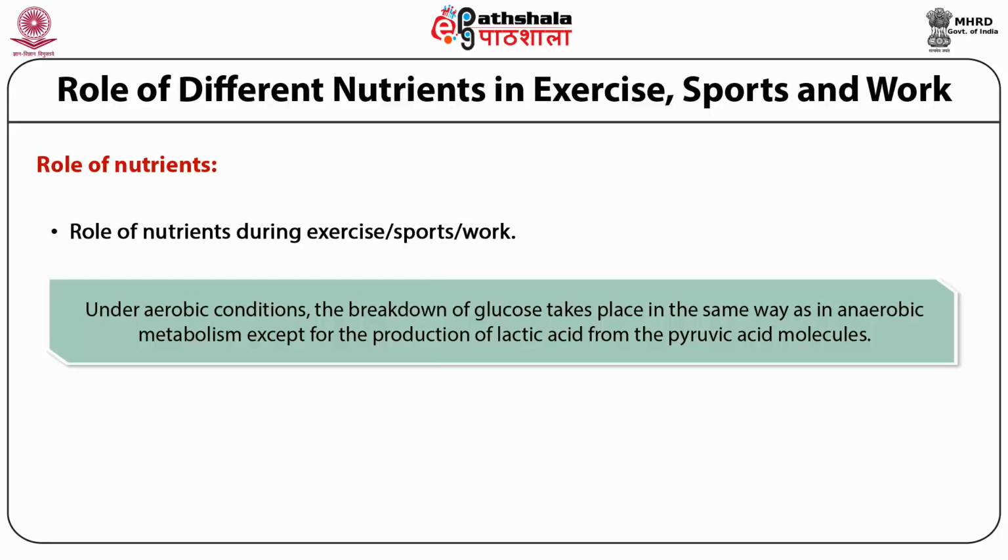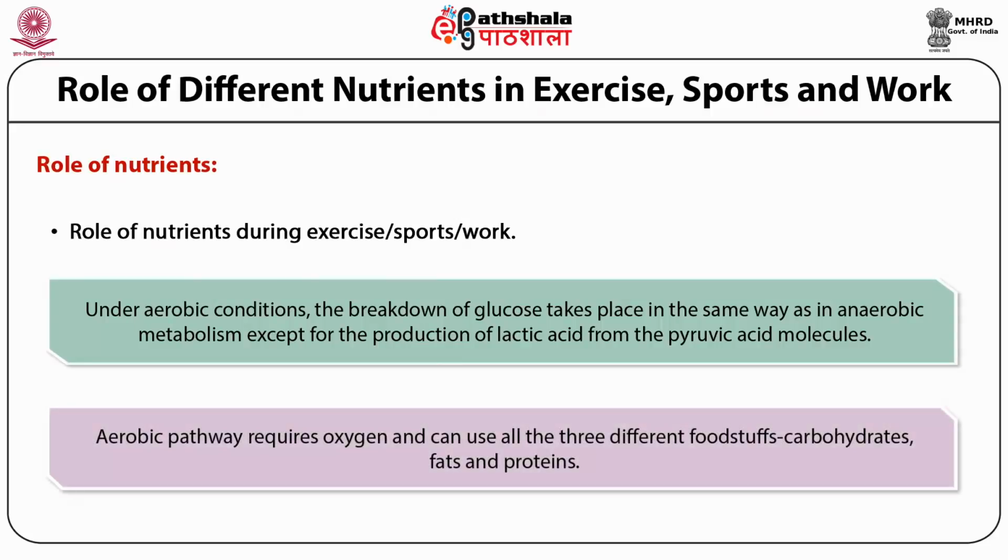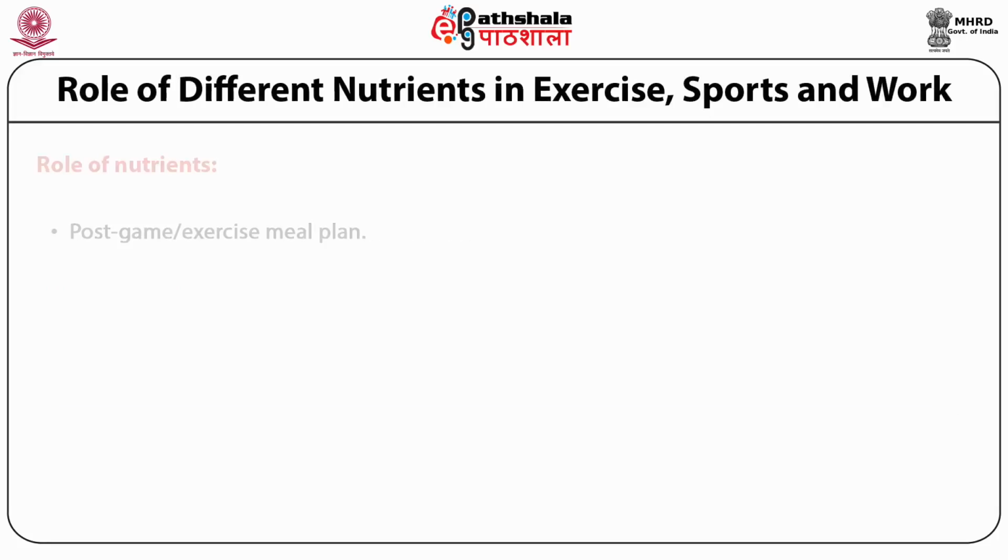Here, the end products are carbon dioxide and water, with the total breakdown of the glucose molecule along with 38 ATP molecules. The aerobic pathway requires oxygen and can use all three different foodstuffs, that is carbohydrates, fats and proteins. Let's see the post-game exercise meal plan.